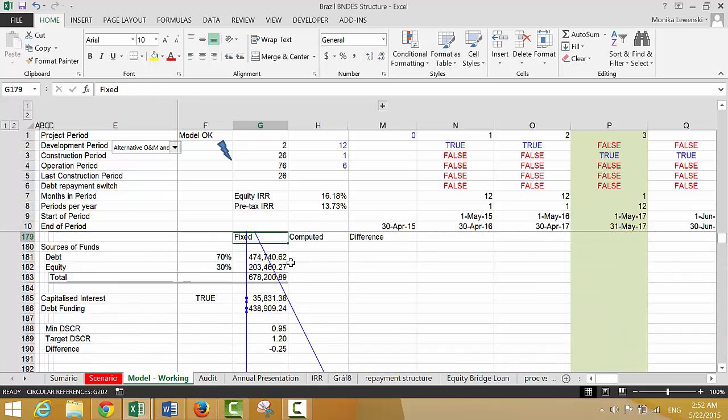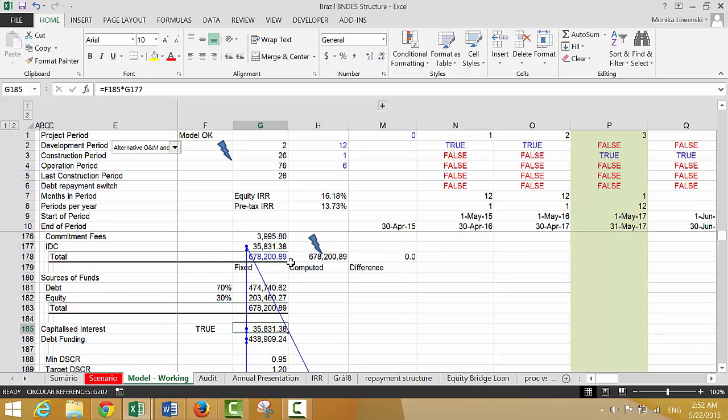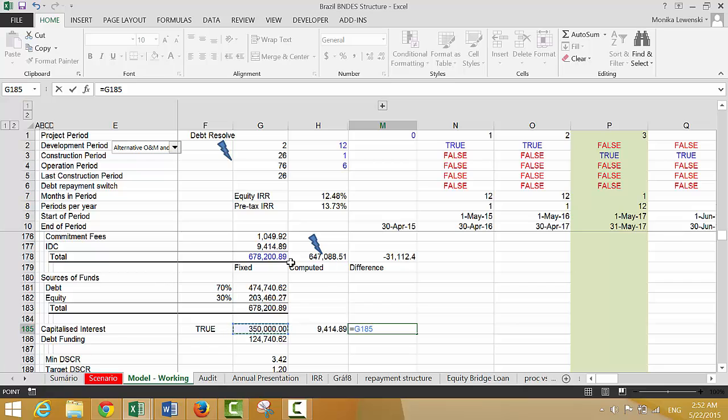Because this is fixed, what we're going to have to do is put an equal sign and get the computed IDC, and put a 335,000 here, and then we'll put the difference as this. Okay, and put a difference.